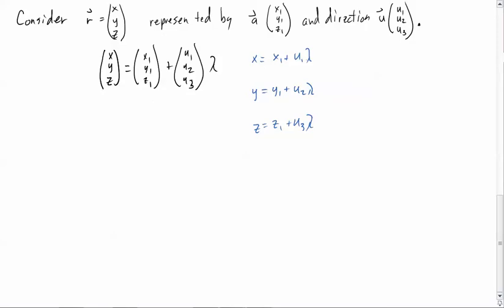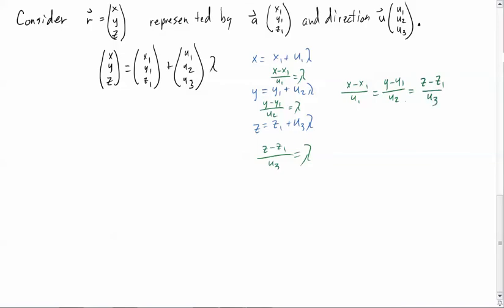Now if I solve for lambda in each of these, I'm going to subtract the x1 and divide by u1, and I end up with x minus x1 divided by u1 equals lambda. If I do it here, I have y minus y1 over u2 equals lambda. And over here, z minus z1 over u3 equals lambda. Now, if those are all equal to lambda, then they're all equal to each other. And so therefore, I can go x minus x1 over u1 is equal to y minus y1 over u2, and then that is equal to z minus z1 over u3.